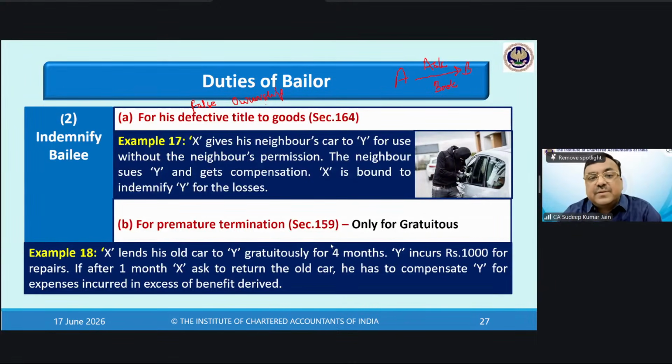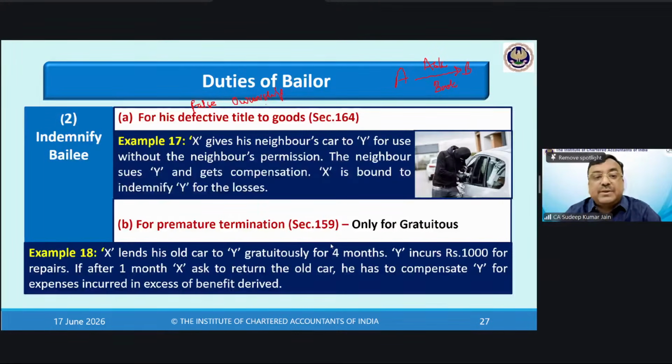Example number 17. X gives his neighbor's car to Y for use without the neighbor's permission. The neighbor sues Y and gets compensation. X is bound to indemnify Y for the loss. X ने पड़ोसी की कार Y को दे दी, पड़ोसी से बगैर पूछे. पड़ोसी ने Y पर सूट फाइल कर दिया, कॉम्पनसेशन ले लिया Y से. Now Y can claim that compensation from X.